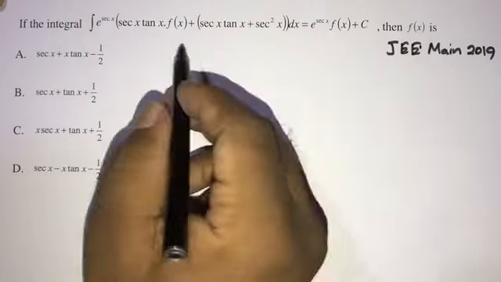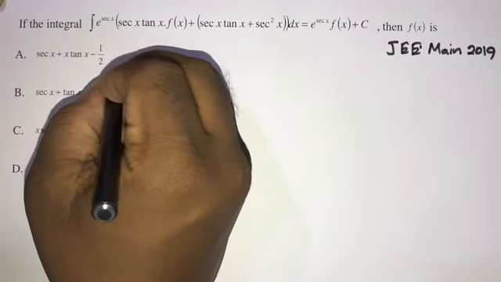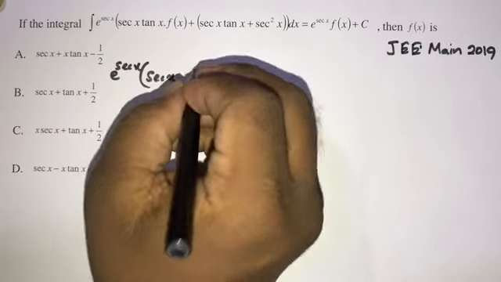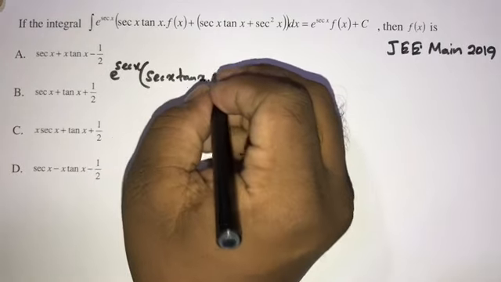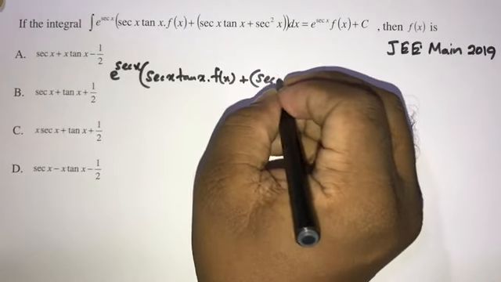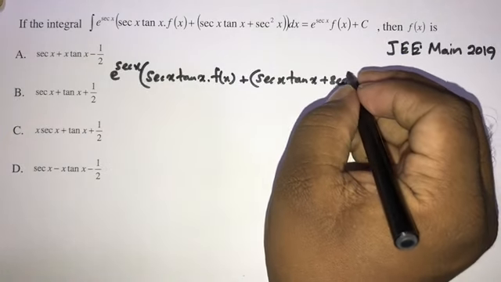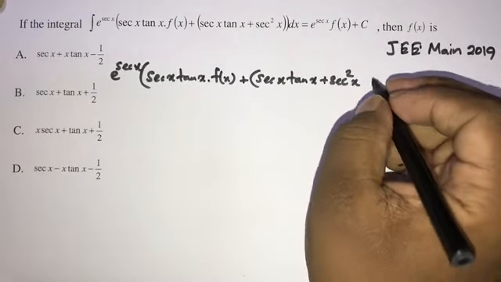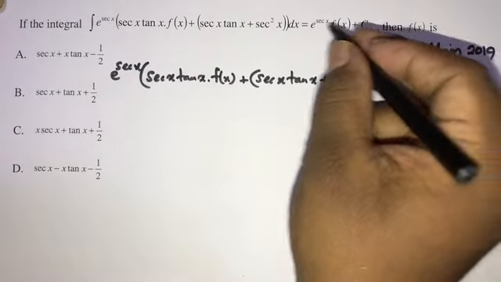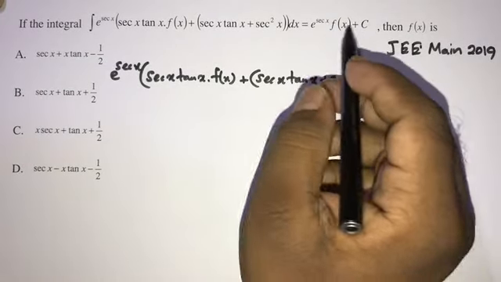So take the derivative of both sides, so we can write here e to the secant of x times secant of x tan of x f of x plus secant of x tan of x plus secant square of x. Okay, now the derivative of this side. So here we have a product of two functions, so we can apply the product rule.